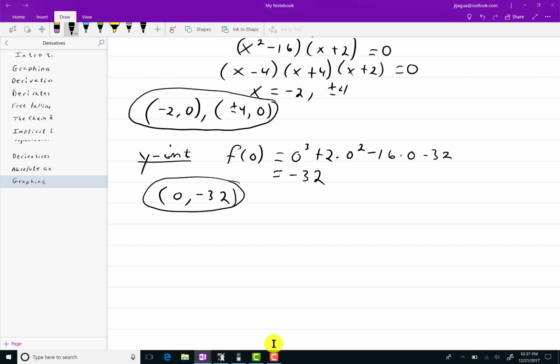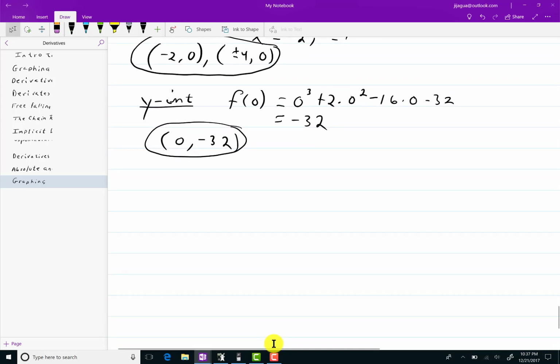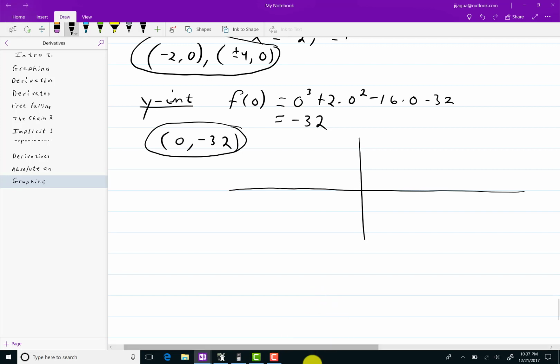Now that we have that, we're looking next for local mins and maxes. I think before I do that, here's what the graph is going to look like a little bit so far. We have plus and minus 4 as intercepts. So you're going to have a negative 4, a negative 2, and a positive 4. I already told you how it's going to end up going.